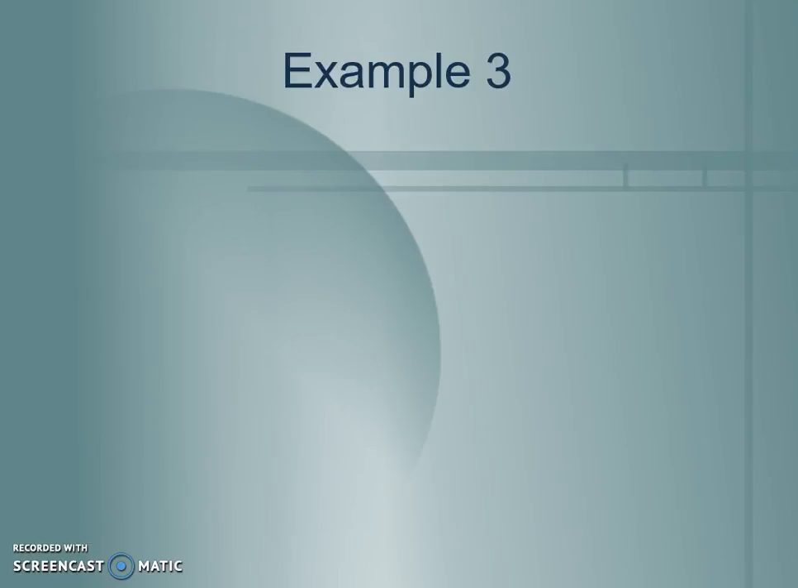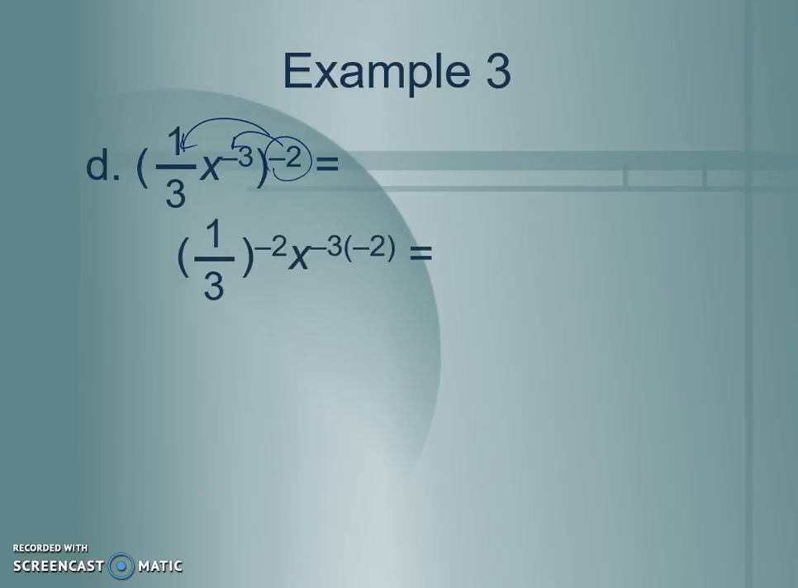And last, we have example 3D, which is 1/3 times x to the negative third taken to the negative second power. So this time, we're just going to apply this here, apply that there. So when we take 1/3 to the negative second power, that's the same as saying 3 to the second power. And then we have negative 3 times negative 2, which will be 6.